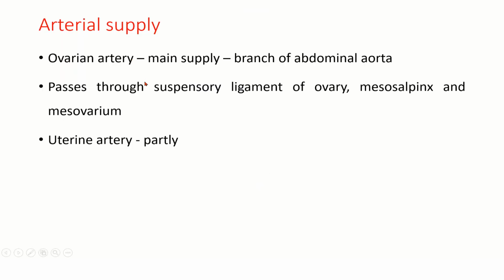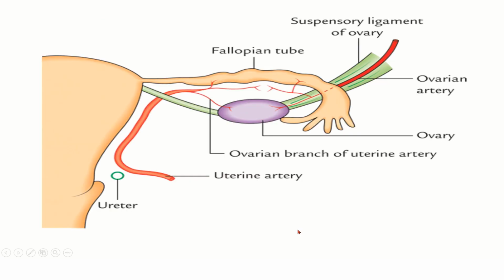Arterial supply. The chief supply is through the ovarian artery, which is the branch of the abdominal aorta. This reaches the ovary through the suspensory ligament, and after passing through the mesosalpinx and mesovarium. It is partly also supplied by the uterine artery, which is the branch from the internal iliac artery, especially the anterior division. You can see here, uterine artery supplying the ovary. You can also see the ovarian artery supplying the ovary.